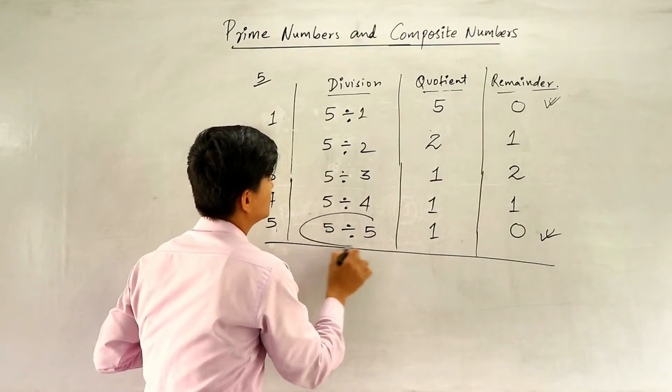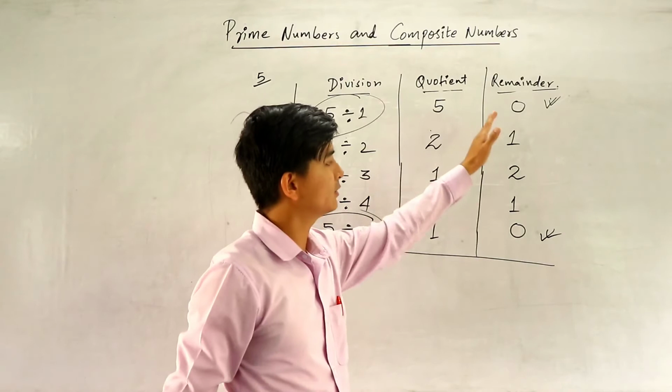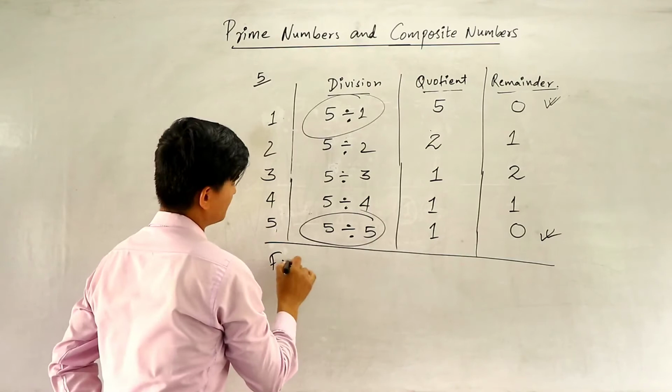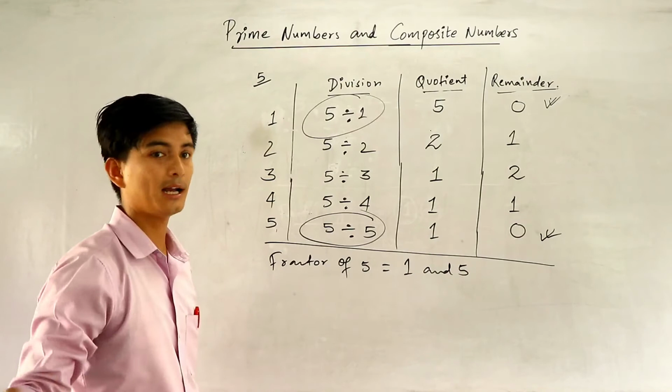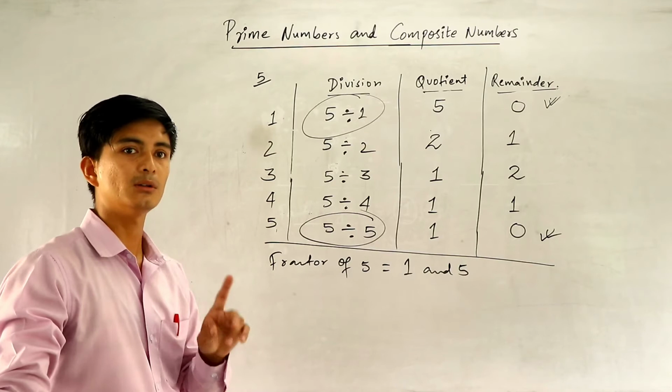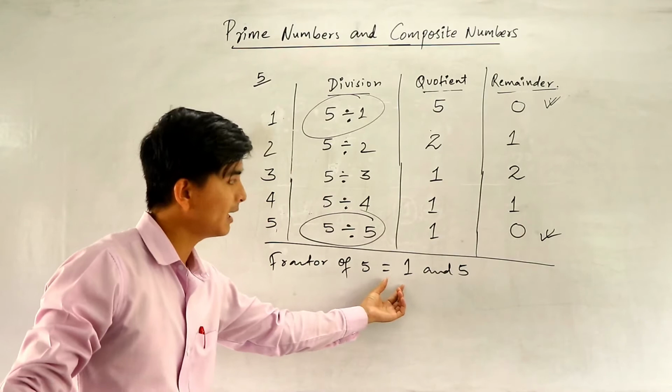If any number is exactly divided, then the remainder is always 0, right? So from here we can see the factors of 5 are which ones? 1 and 5. Likewise, as I told you before, for the factors of 3 we got 1 and 3, which are only two factors. Similarly, here also we have only two factors, which are 1 and the number itself, which is 5.